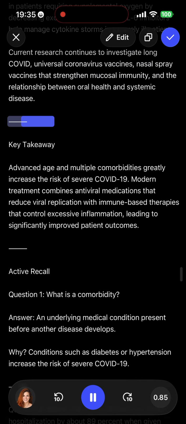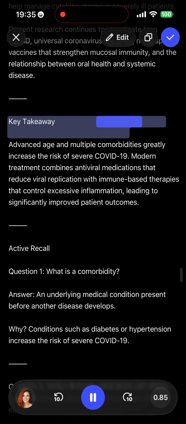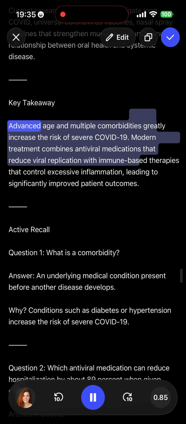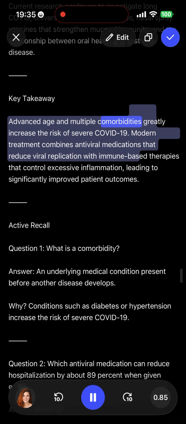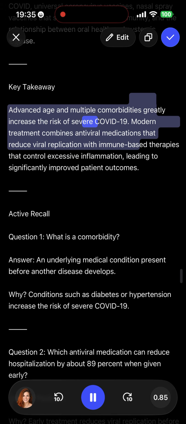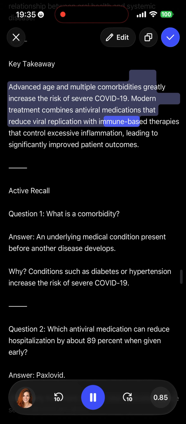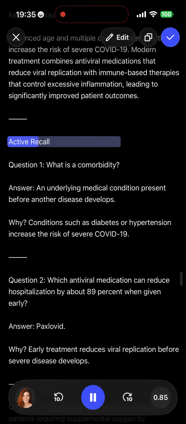Key takeaway: advanced age and multiple comorbidities greatly increase the risk of severe COVID-19. Modern treatment combines antiviral medications that reduce viral replication with immune-based therapies that control excessive inflammation, leading to significantly improved patient outcomes.